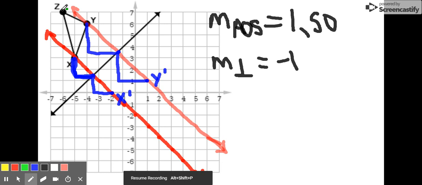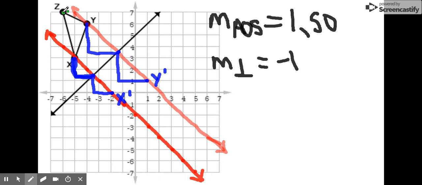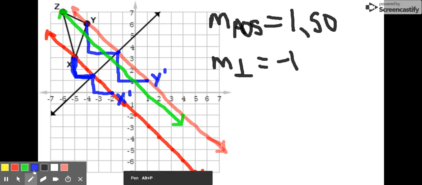Now we're going to draw that line segment that's going to be perpendicular to the axis of symmetry through z. And we're doing this so that we can find those points of intersection of the line we're drawing and the axis of symmetry. Okay, and that looks like it's probably going to be good enough. So now we just have to find the distance after we find that point of intersection, which is going to be right here at (-2, 3).